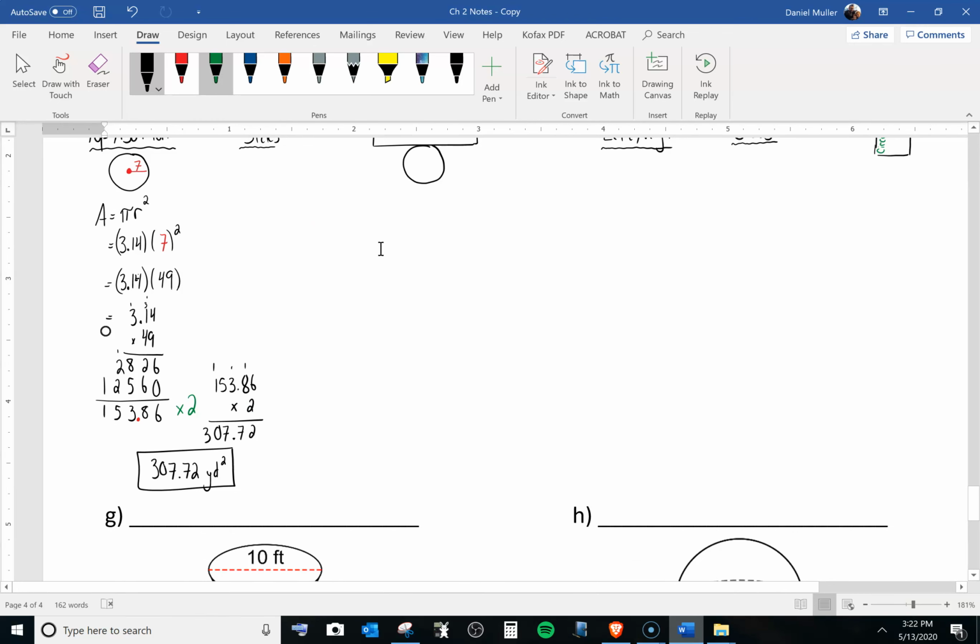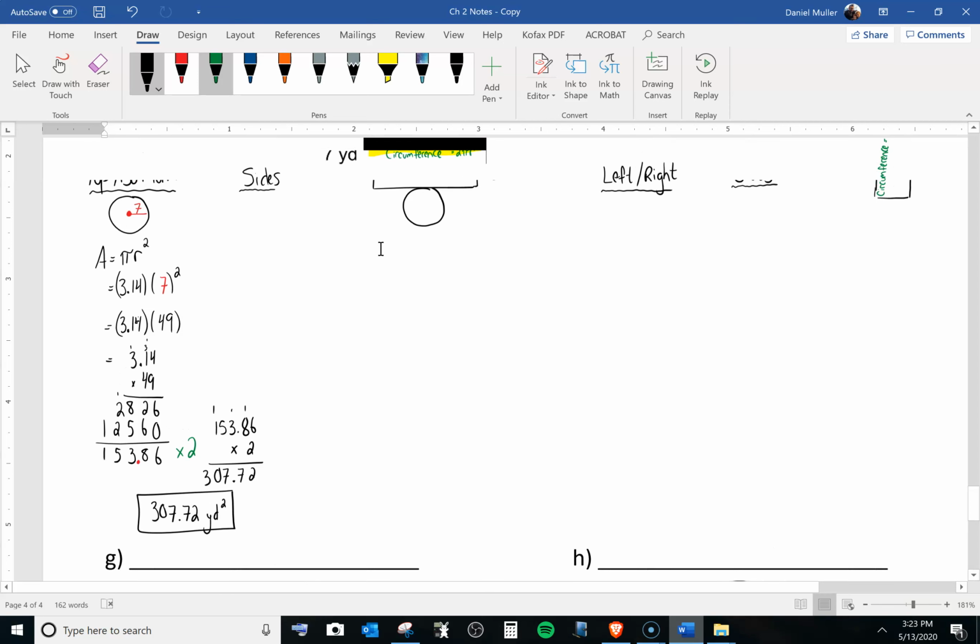You can already see how much more complicated this is. I had to do pi r squared for a circle. I had to use 3.14 for pi. And then 7 squared was 49. I did not know how to do that in my head, so I had to do it manually, only to then have to double that again. And then I ended up getting 307.72.